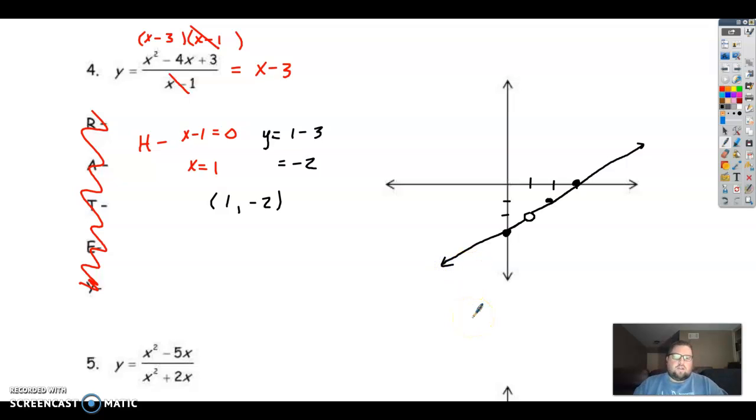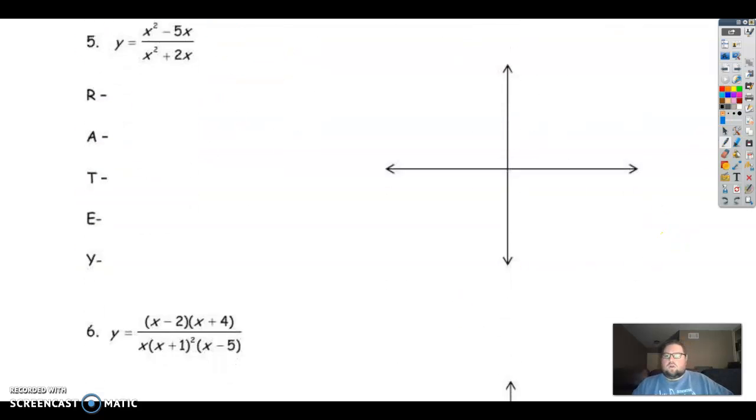Okay, so if you get the 1 left over on the bottom, it's going to end up being just a linear function most of the time, and you still have that hole there that you have to look for. All right, number 5.